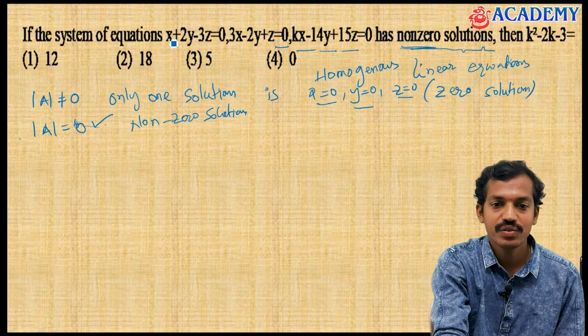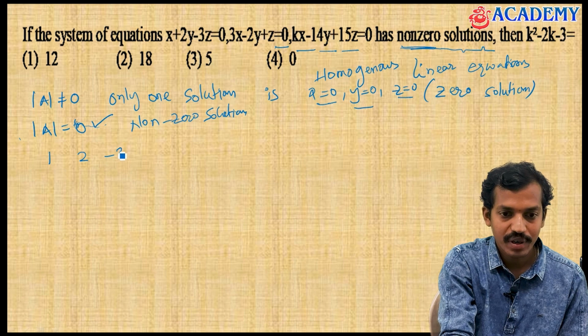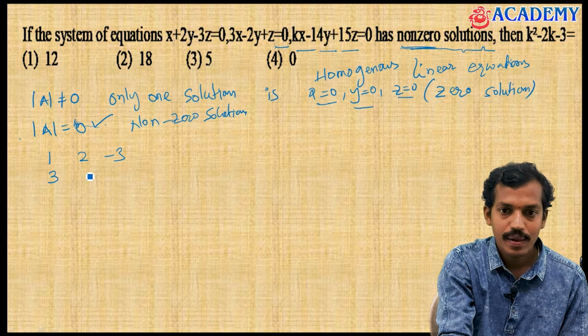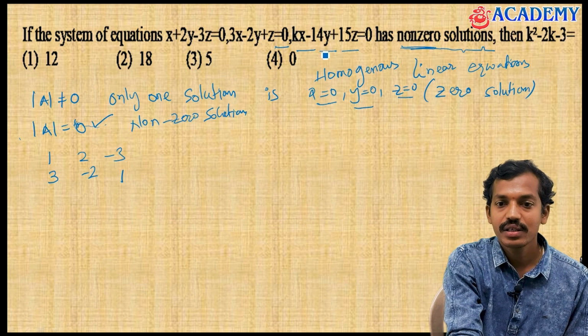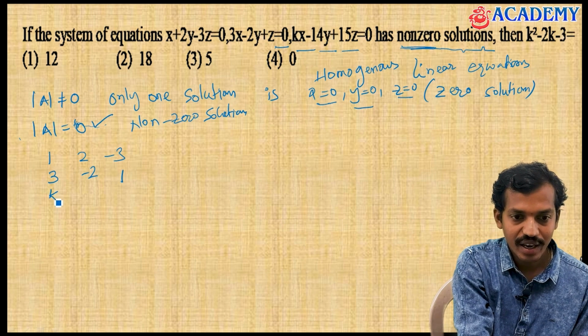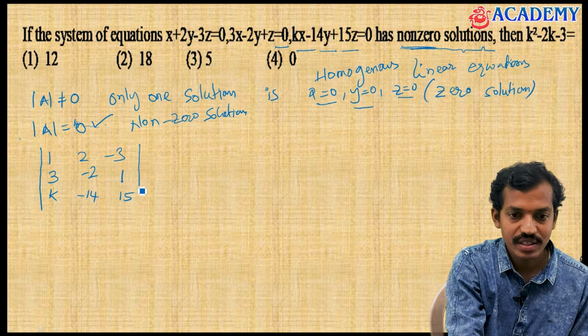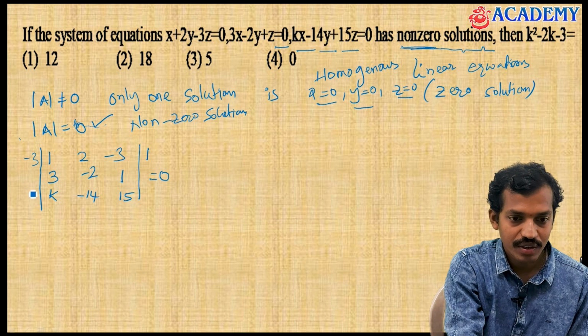That's why, since a non-zero solution exists, you have to take matrix A, the coefficient matrix. I am writing here the coefficient matrix. In the first equation the coefficients are 1, 2 and minus 3, and in the second equation the coefficients are 3, minus 2 and 1. In the third equation they are k, minus 14 and 15. If you equate this determinant to 0, you are going to get the answer. I am writing once again: minus 3, 1, 15 in the last column.